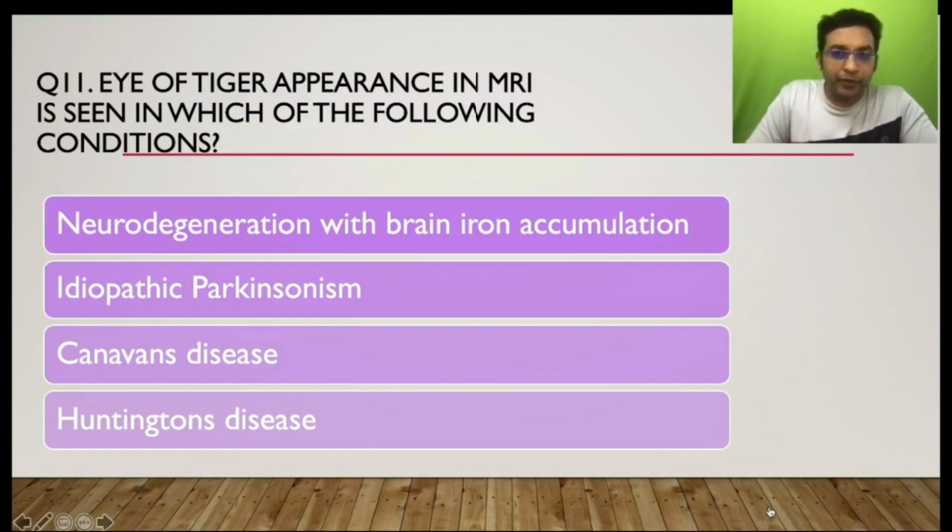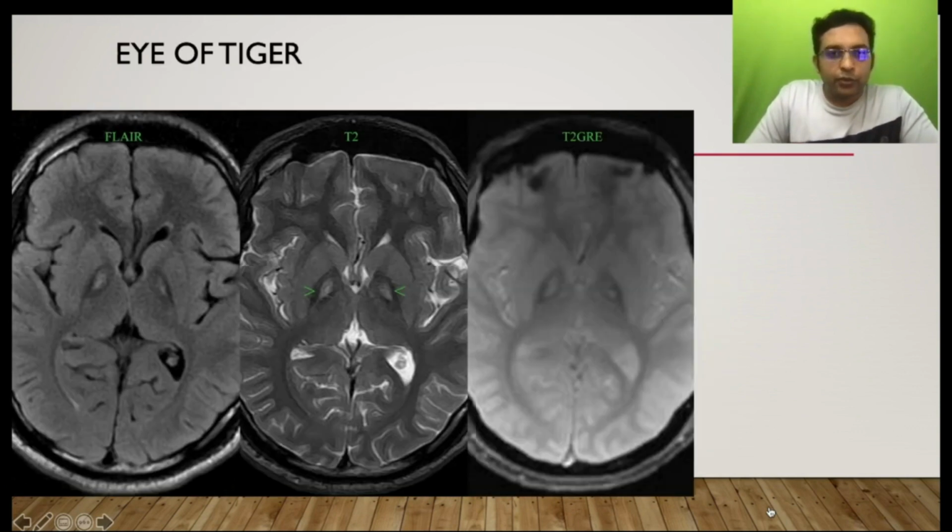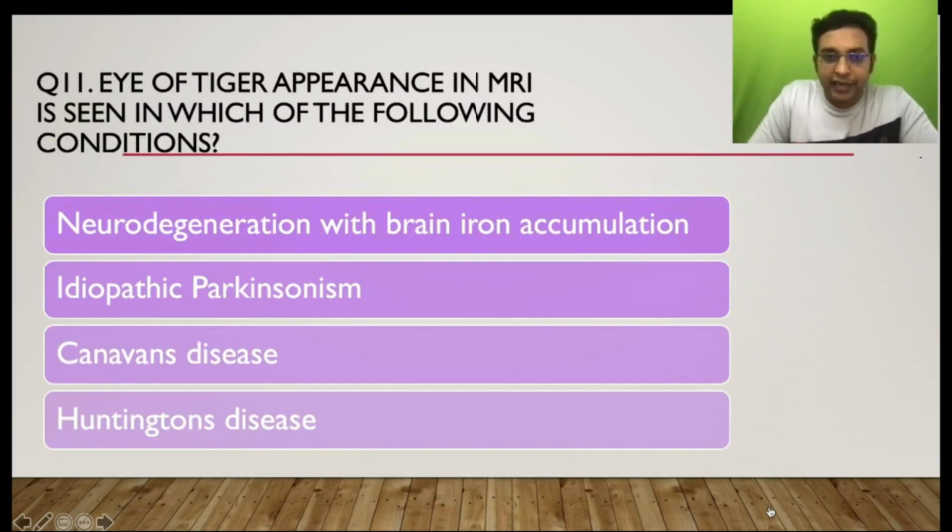So first question would be from this AIIMS exam: eye of tiger appearance in MRI is seen in which of the following conditions? Is it NBIA, that is neurodegeneration with brain iron accumulation, idiopathic Parkinsonism, Canavan's disease, or Huntington's disease? So you know about eye of tiger appearance, which you must have been learning or hearing from the MBBS period because it's a fancy term. So the answer for this question is NBIA, that is neurodegeneration with brain iron accumulation.